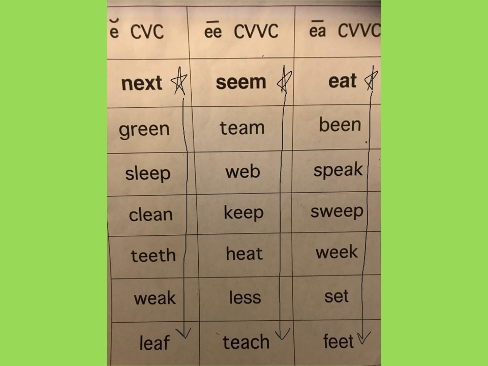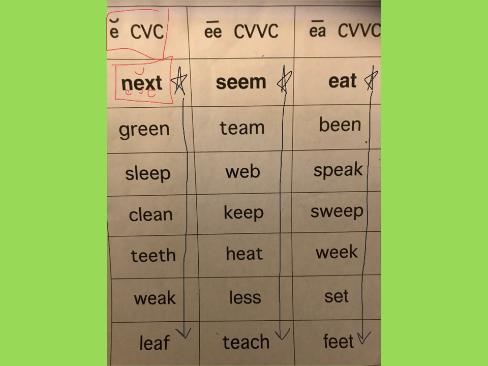So let's look at our headers for this week. We have the short E sound, the S sound in some of our words where we have a consonant, vowel, consonant, like in the word next. You have a consonant, vowel, consonant. That's making the E say eh.